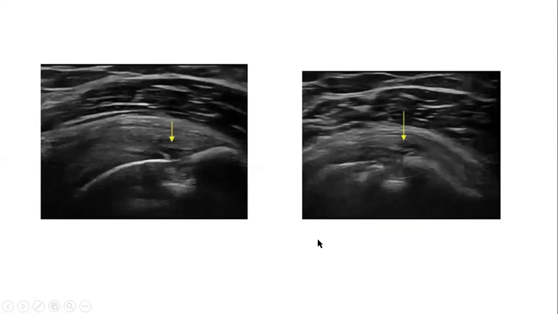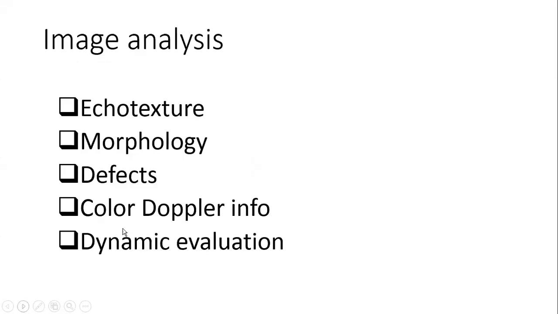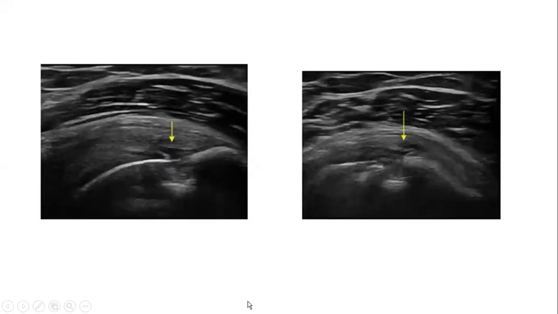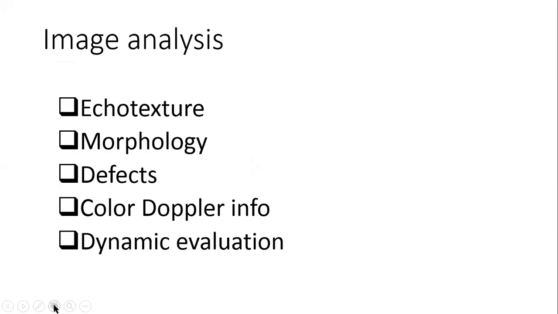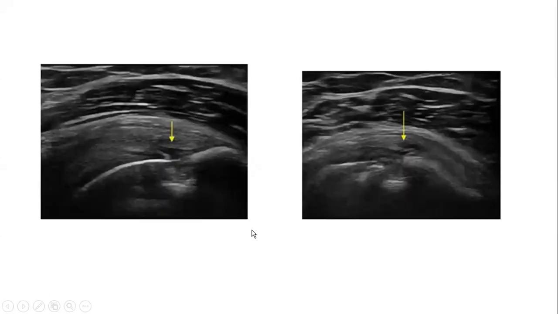Now let's look at this image. What do you see here? Let's go by number one. First is echo texture. What's the echo texture? Disruption of the fibers. So talk in terms of hypoechoic: is it hypoechoic, anechoic, hyperechoic? Hypoechoic, right? There's a hypoechoic signal that we see in the tendon.